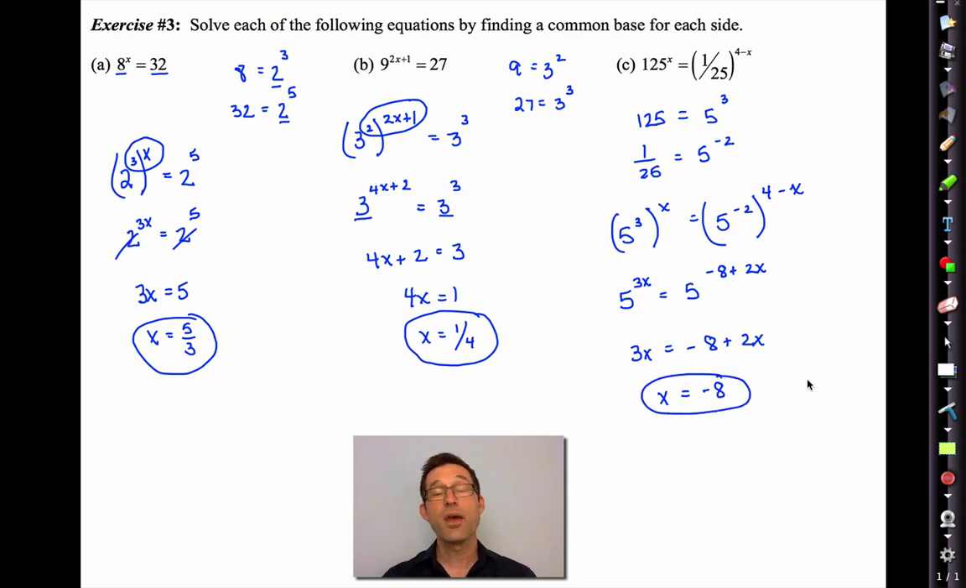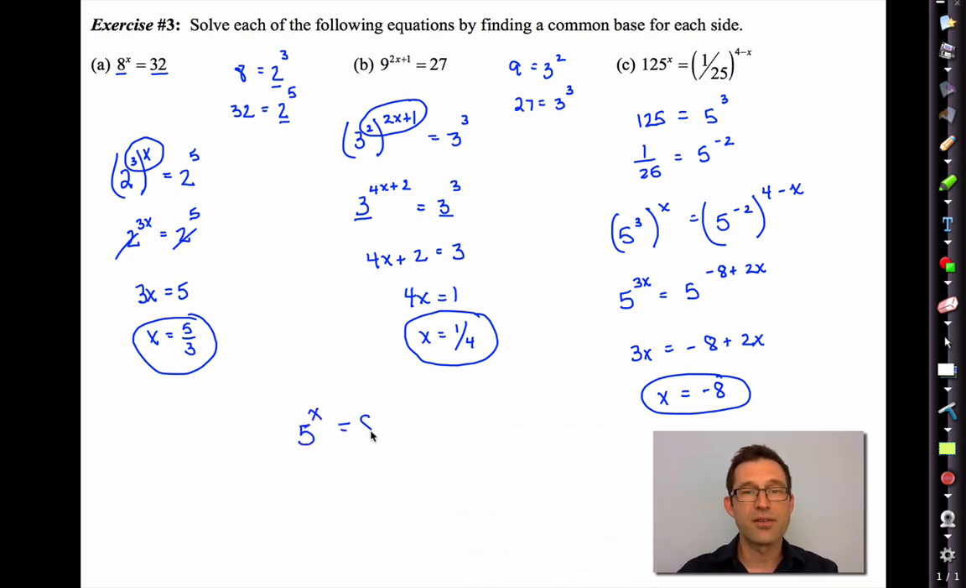Isn't that cool? Now, let me be very clear about something. If I had something like this, let's say 5 to the x equals 8, this method would be fairly useless. Although not impossible, it is extremely difficult to write 5 and 8 with a common base. Pretty difficult. It can be done. I don't want to claim it can't be done, but it is very, very difficult.